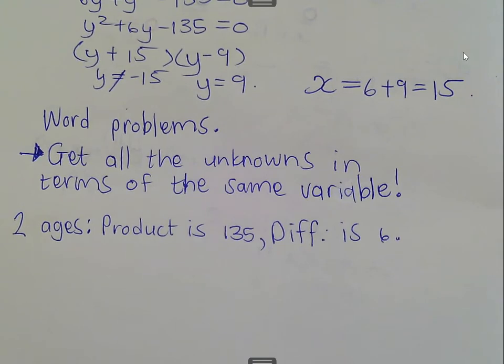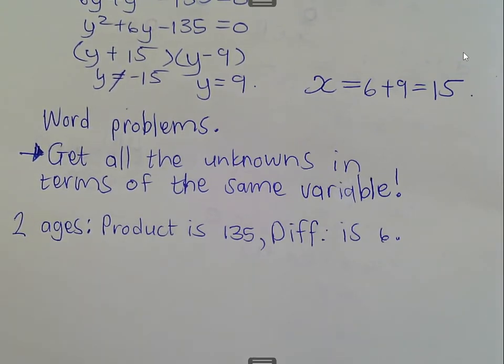But if I tell you I am 2 times Leakwe's age, my age is still unknown, and her age is still unknown. But if her age is X, then mine's going to be 2X, instead of having X and Y. Does that make sense to you? Why do we want to get it in terms of the same variable? Because then we only need one equation, then we can solve it. So I've given it to you there.